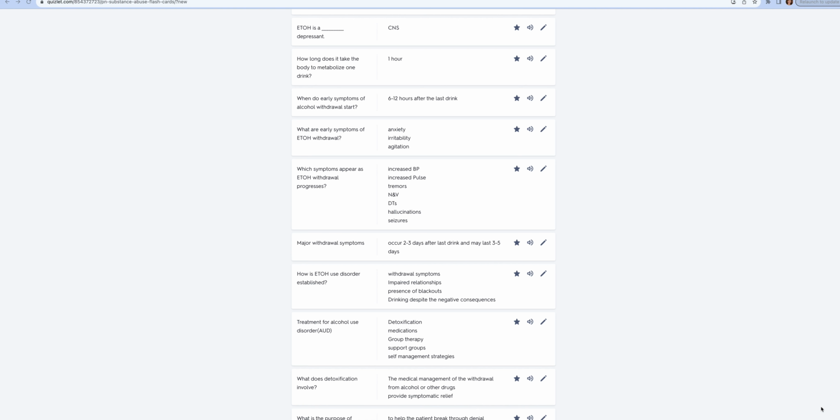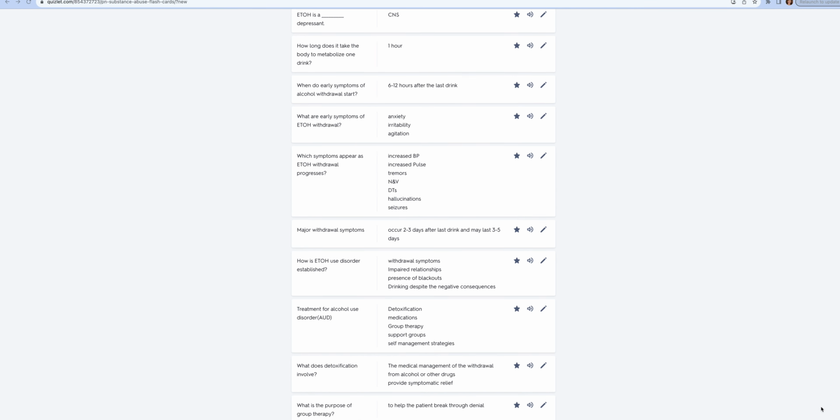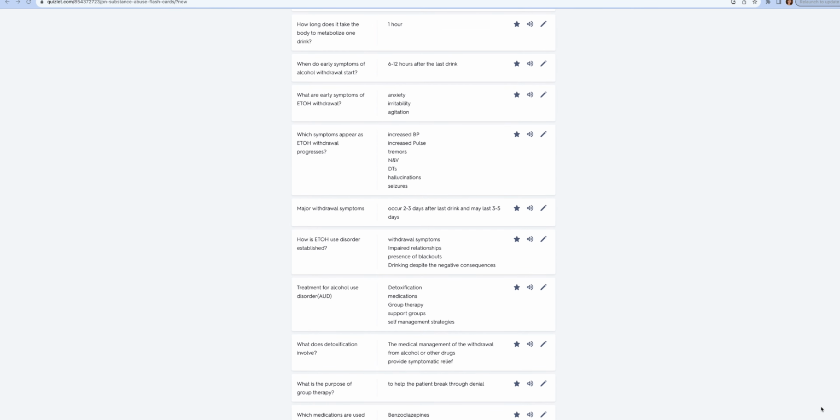The patient can engage in support groups like SMART groups, and also like AA, and self-management strategies. Detoxification. So what detoxification is, we treat the patient symptomatically, like say they come in intoxicated and they need help detoxing, okay? So it's the medical management of the withdrawal from alcohol and other drugs, and we provide symptomatic relief until they basically sleep it off, or it metabolizes.